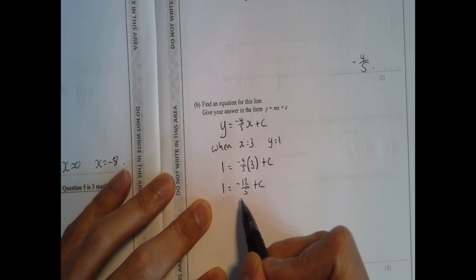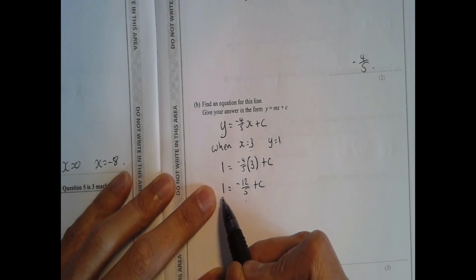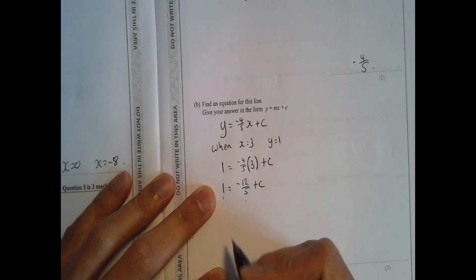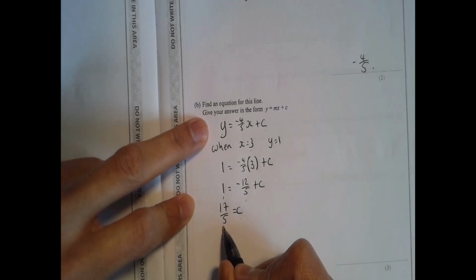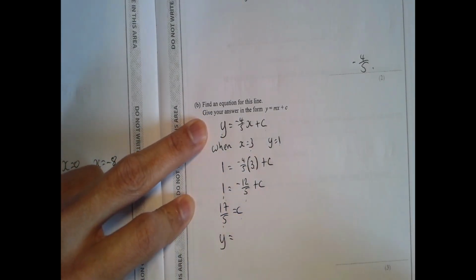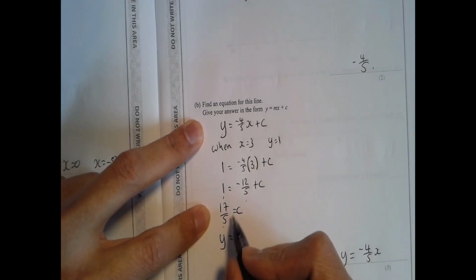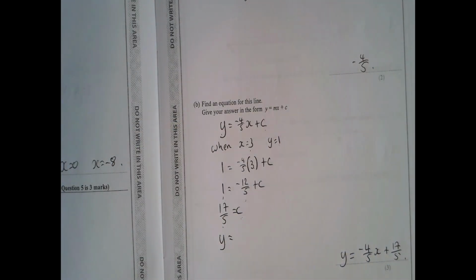So I now want to add 12/5 to both sides of my equation here. So remember, 1 is just 5/5, so I'm going to do 5/5 add 12/5, which gives me 17/5. Okay, so that tells me that c is equal to 17/5. So I can now go back to this equation and write down what it is. It's going to be y is equal to negative 4/5 x, and then the c is a positive 17/5, so we're going to add 17/5. Okay, and that there would be my answer.